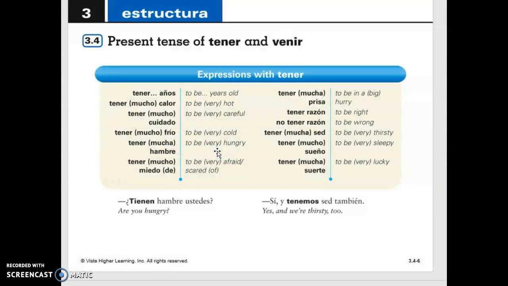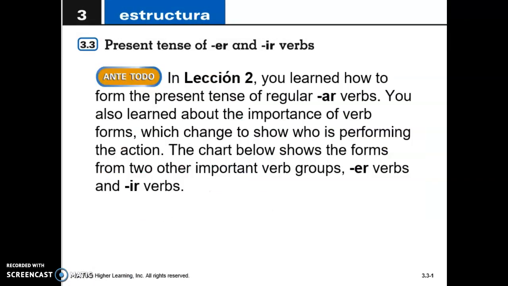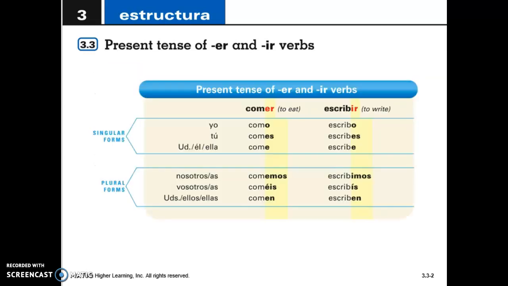Okay? Let's go to 3.3. And in that one, we're talking about verbs ending in ER and verbs ending in IR. So we were talking already about verbs ending in AR in the previous units, and we are going to look at something very similar, okay? So we have these three main groups of verbs in Spanish. We have the ones ending in AR, which were covered in previous units. Then we have the verbs ending in ER and IR.